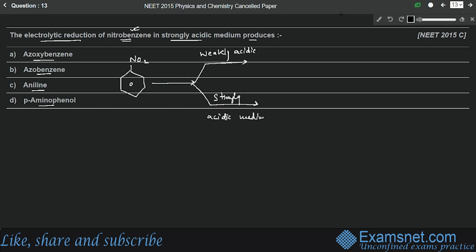In case of weakly acidic medium, it leads to the formation of aniline. Okay, aniline is produced, NH2, aniline. But here the question is asked about the strongly acidic medium. That means the second case. So in this case, first an intermediate will be formed. This is your benzene ring. Here you will have NH and OH. So this is phenylhydroxylamine.